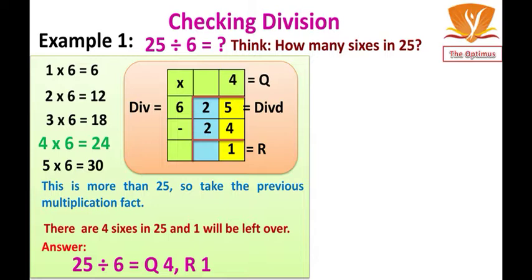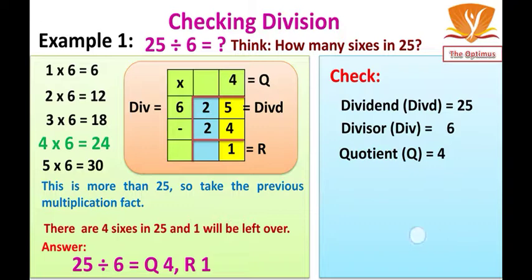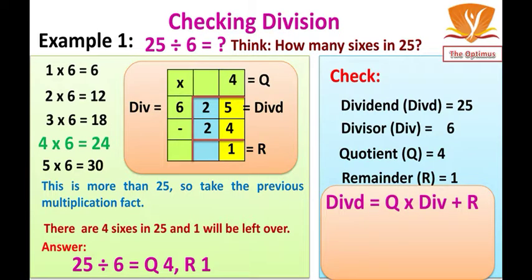Dear kids, next we are going to learn checking part. Hereafter I am going to write dividend in short form DIVD equal to 25, divisor DIV equal to 6, quotient Q equal to 4, remainder R equal to 1. Dear kids, this is one of the formulas. Dividend equal to quotient into divisor plus remainder. Dear kids, I repeat, dividend equal to quotient into divisor plus remainder.